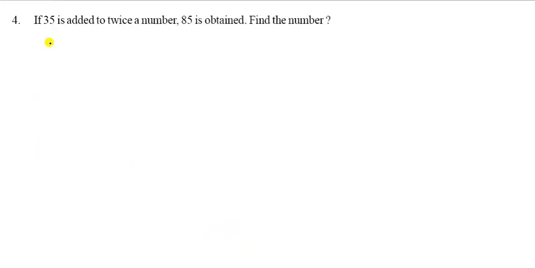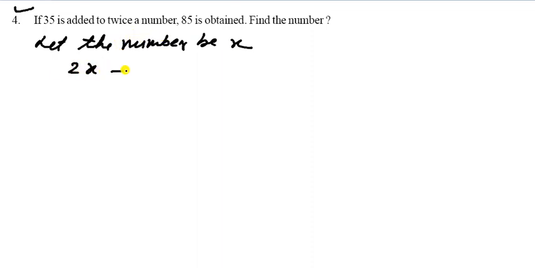Now come to the fourth question. That is the fourth question. If 35 is added to twice a number, 85 is obtained. Find the number. So let the number be x. 35 is added to twice a number. So twice a number is 2x, 35 is added, so plus 35 becomes 85.